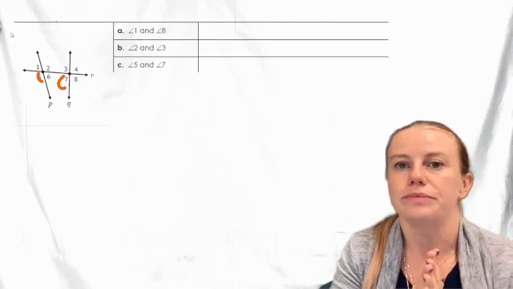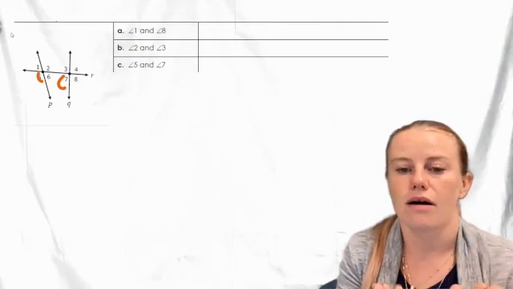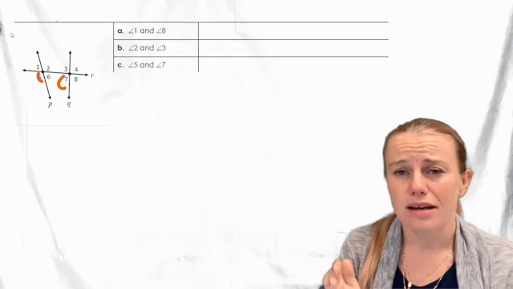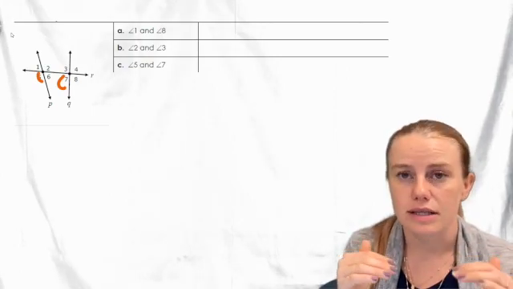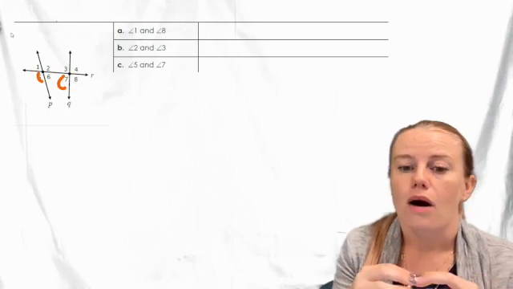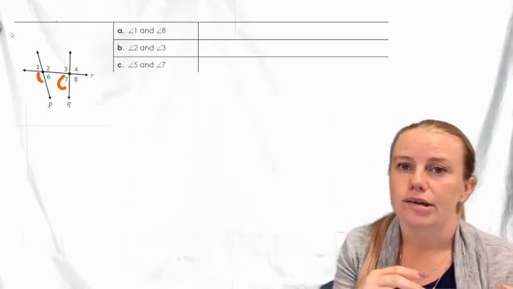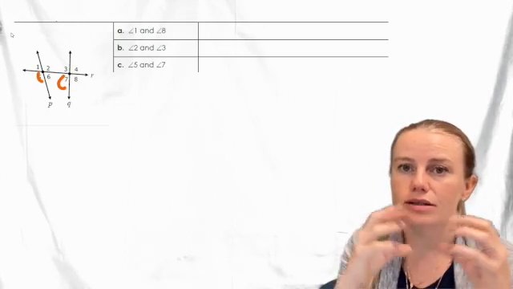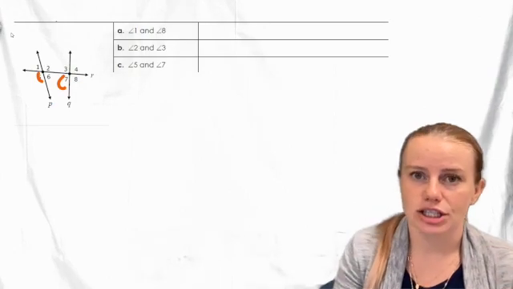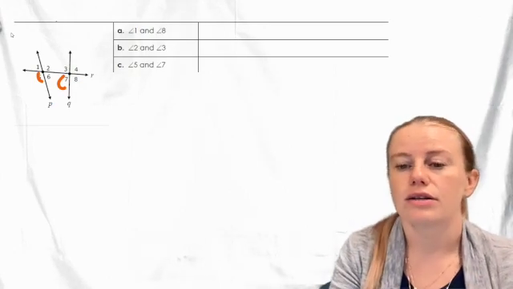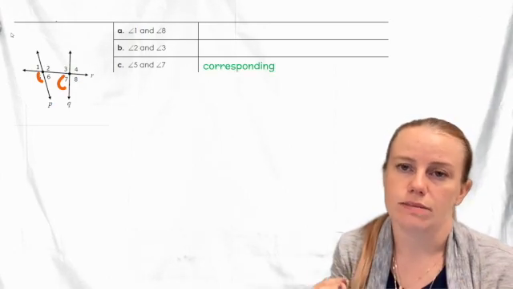5 and 7. Let's look at where those are positioned. Are they on the same side or opposite side of that transversal? Well, they're on the same side. Are they interior inside the 2 lines or exterior outside the 2 lines? Well, one's outside and one's inside. Are they on the same position? Yes, they are. So these are going to be our corresponding angles.